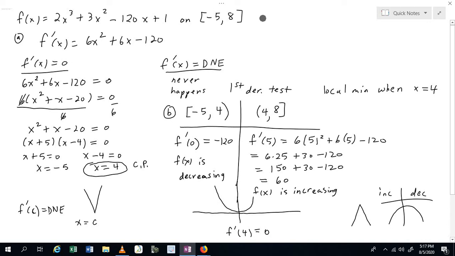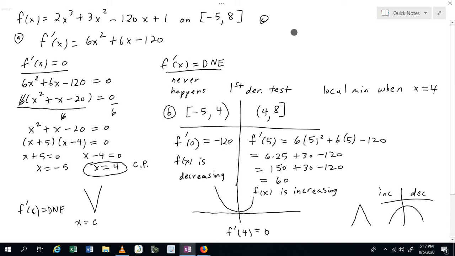Now part C. Now we're going to try to find the absolute maximum y value that this function takes on in this interval, and also the absolute minimum y value that the function takes on in this interval.